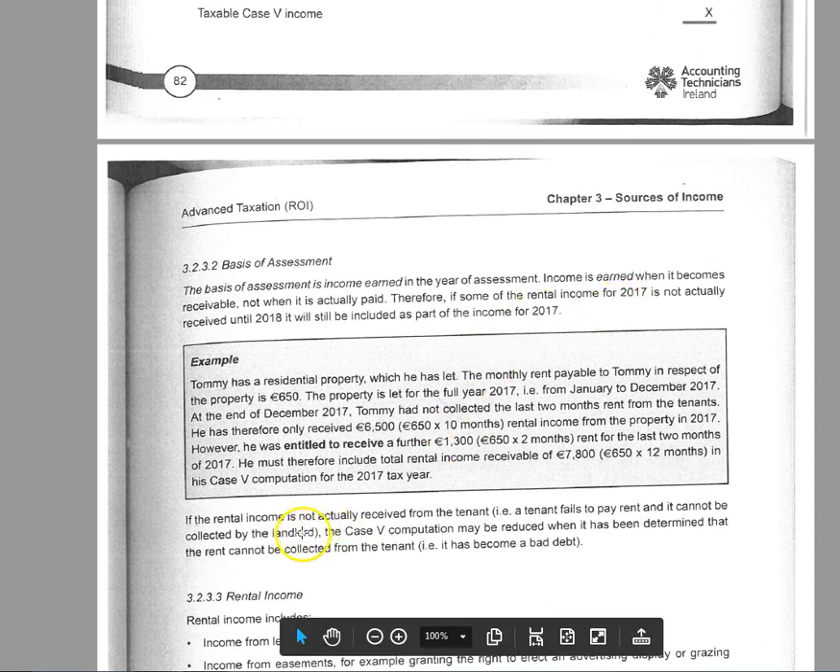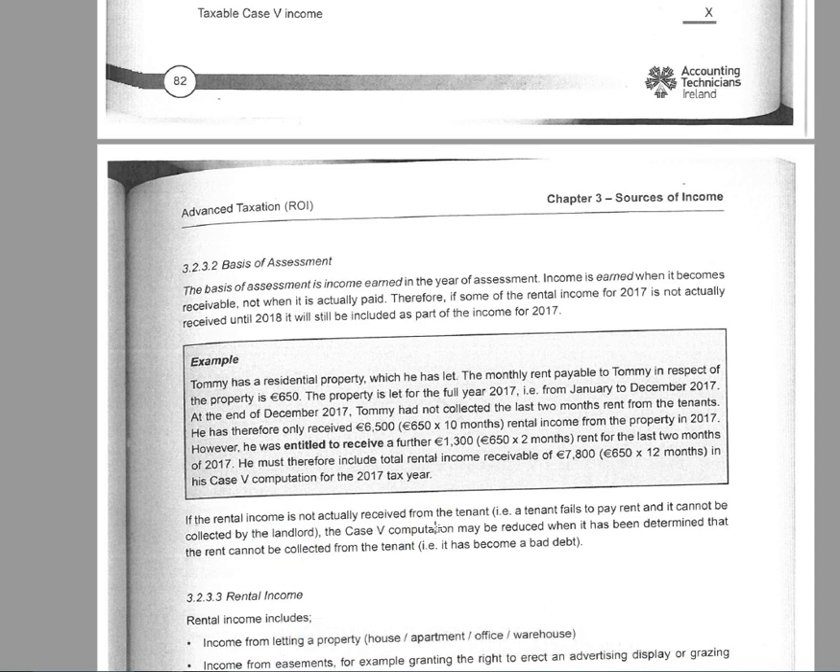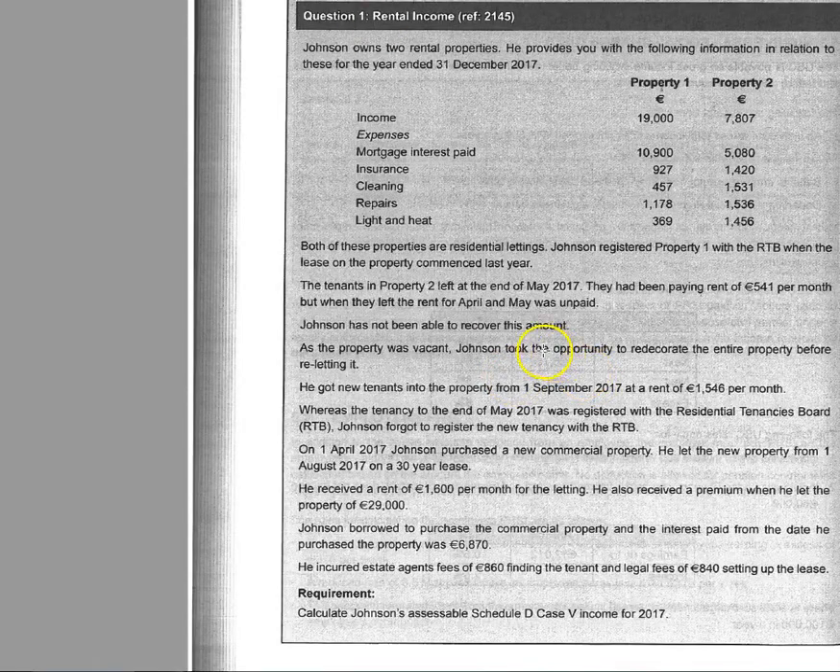However, if a tenant fails to pay rent and it cannot be collected, then you can exclude that rent from the calculation. So if it becomes a bad debt, if the landlord is never going to get the money back. And that's what's happening in this instance. Johnson has been unable to recover this amount. So he has 5 months rent, of which he only got 3. So January, February, March.